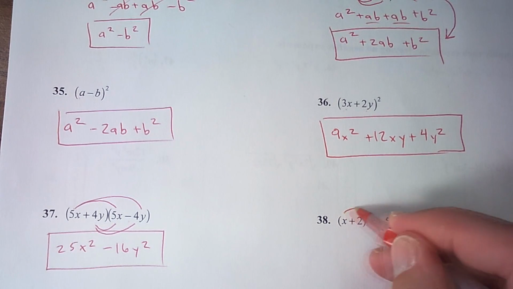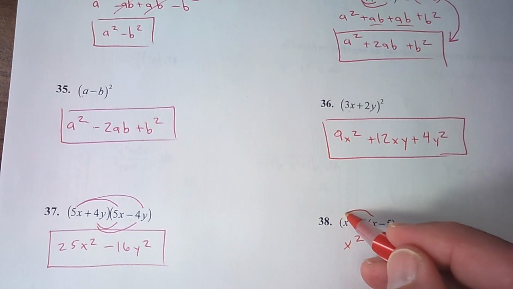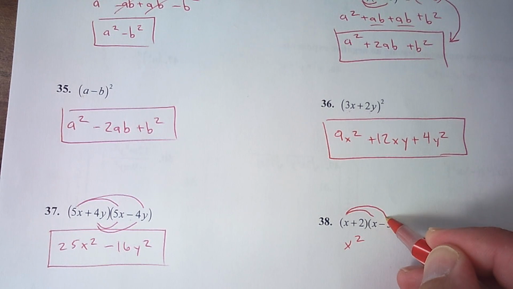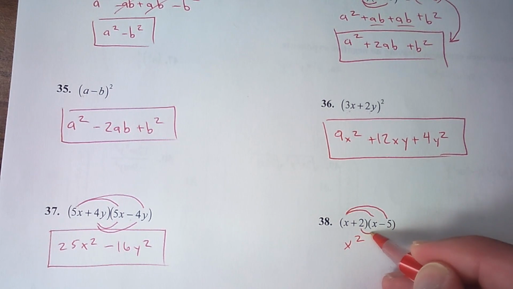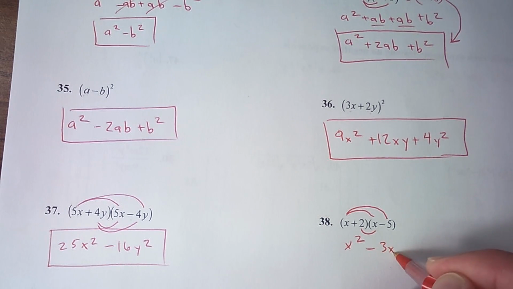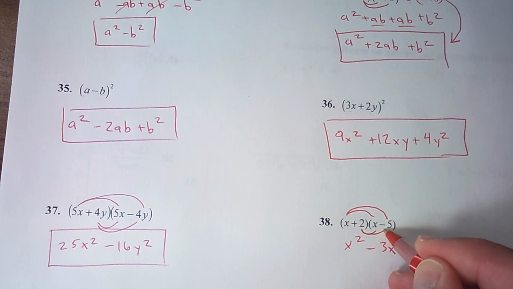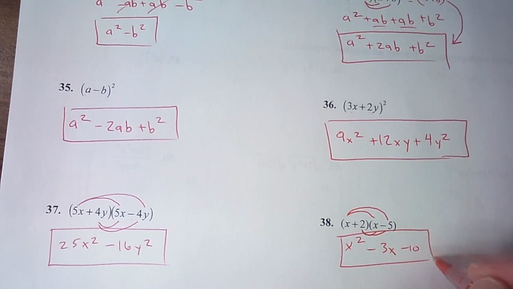And then last for this page, x times x squared, minus 5x, and I'm just going to combine some like terms right here. I've got minus 5x and plus 2x. That combines to make minus 3x. And then 2 times negative 5 is negative 10. And that completes page 3.